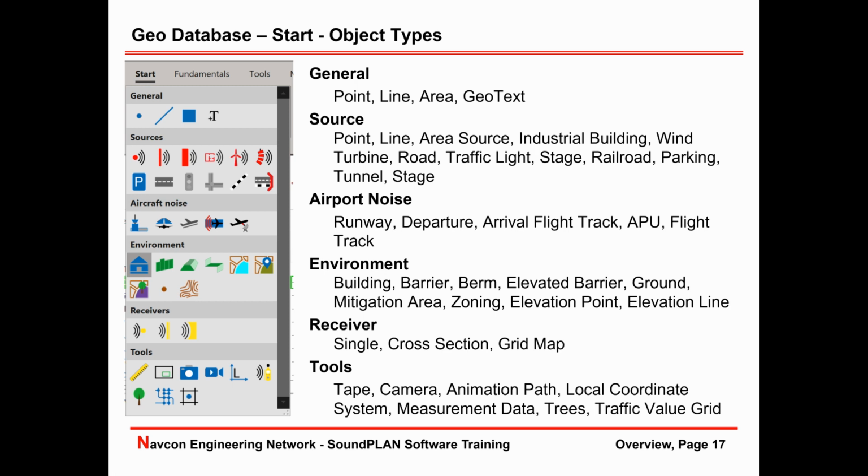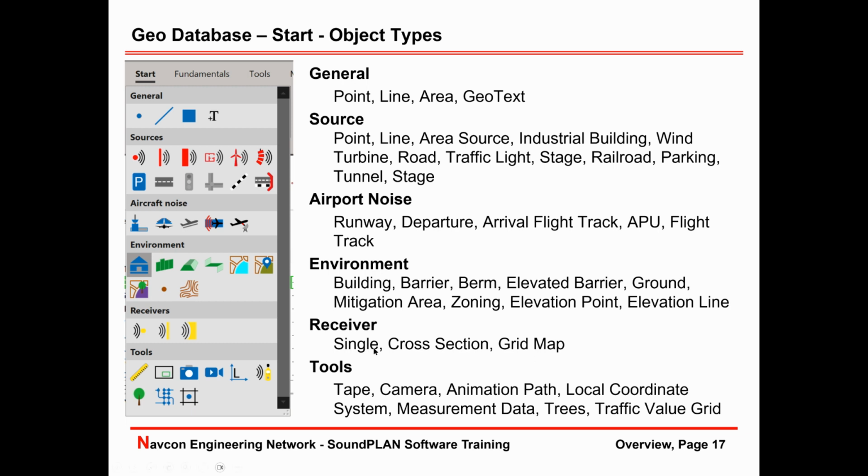Here is an overview of all the different objects. Just as a preview, here we can group them by general sources, airport noise source objects, environmental objects, receivers, and generic tools. So here we can add a tape measure, we can add a camera, animation path, and other parameters that can be used for different functionalities.